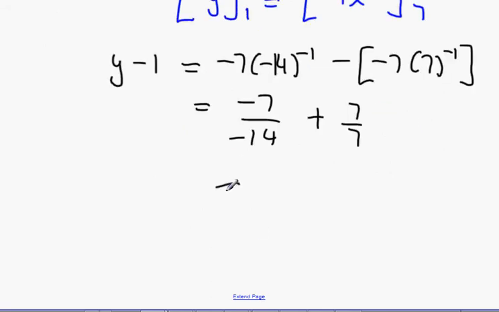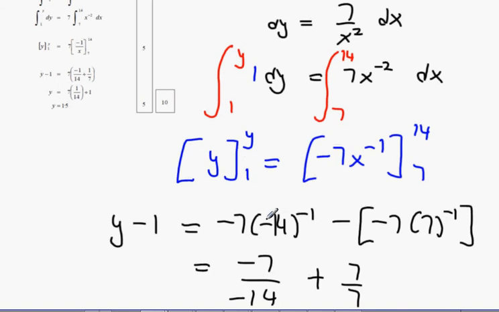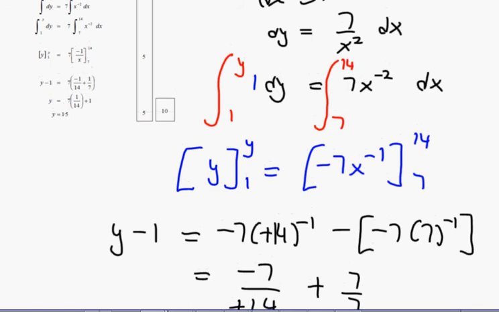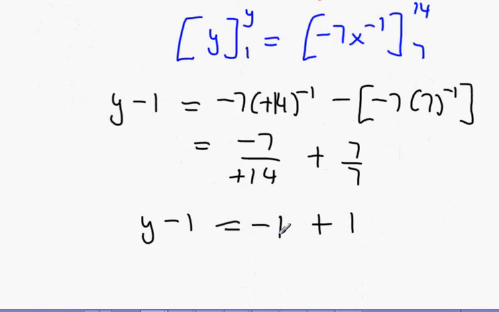So that's going to be a plus, and that's going to be 7 over 7, so we should get a 1 plus 1. Yeah, it's not minus 14, it's plus 14, excuse me. So it's going to be minus 7 over plus 14, which is minus a half. Minus a half plus 1 is a half. Bring the 1 over, and we're going to get y equals 1.5.